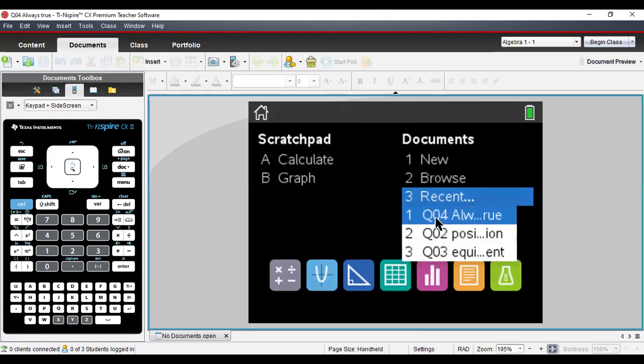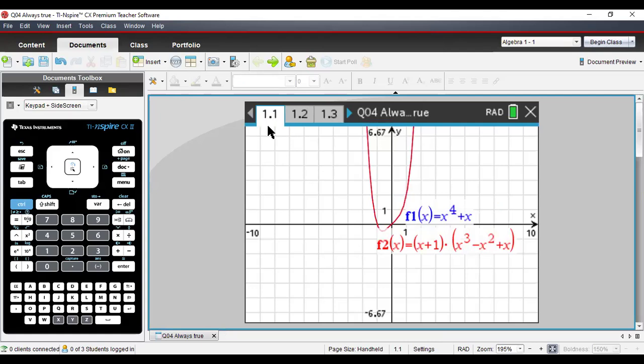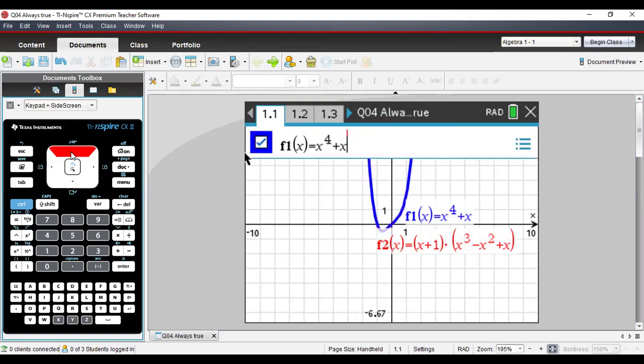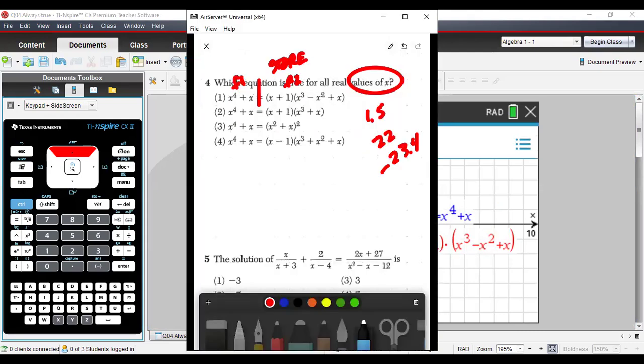This is number 4. So what I did was I took the first equation. That's x to the fourth plus x. Notice that x to the fourth plus x is in every answer choice. I need y'all to see that. But I only need to enter it once, and then I can use it multiple times to compare each answer choice.